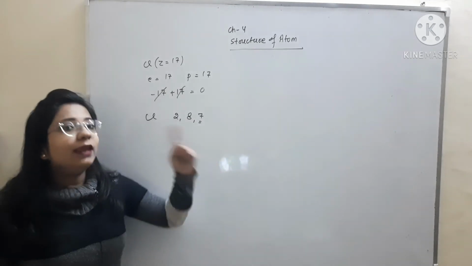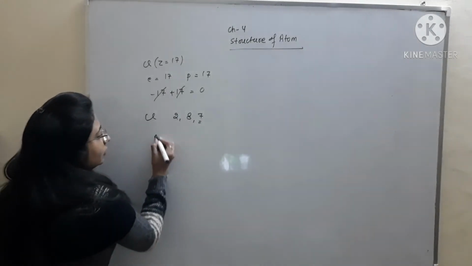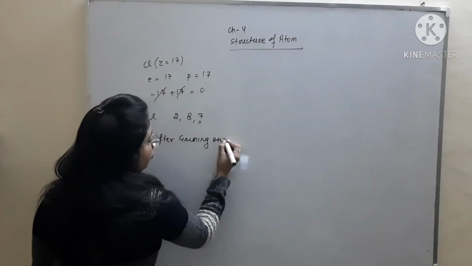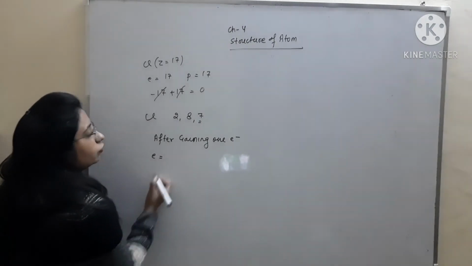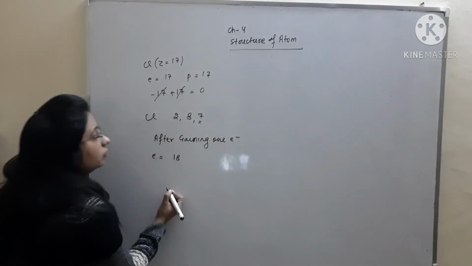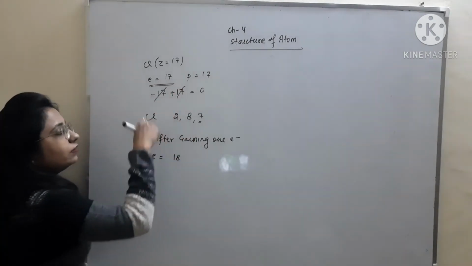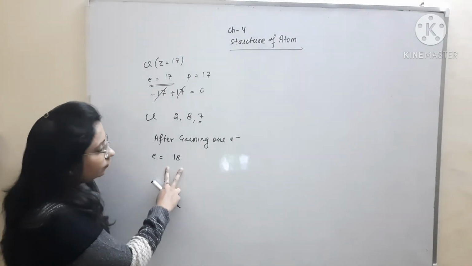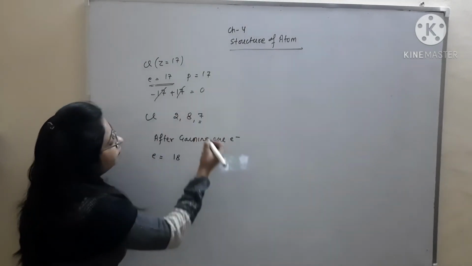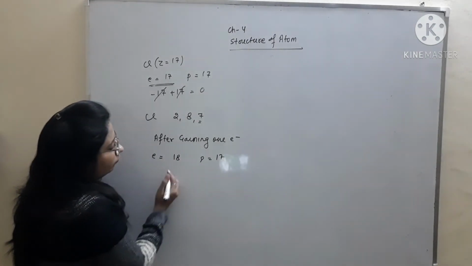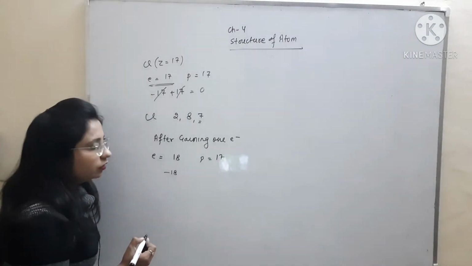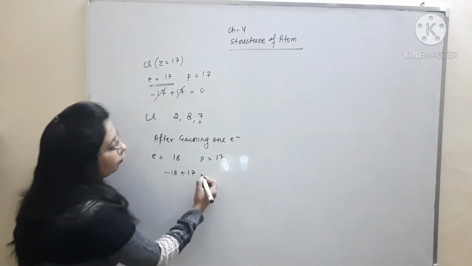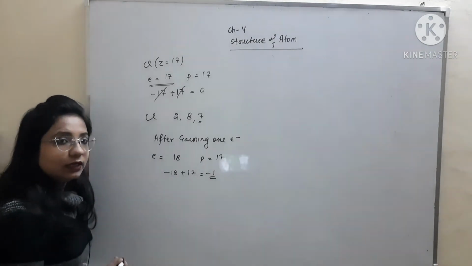Now Cl will gain 1 electron. After gaining 1 electron, how many electrons will Cl have now? 18. There are already 17 electrons in chlorine. After gaining 1 more electron, now it will have 18 electrons. And how many protons does it have? 17. Because of electrons, there will be -18 units of charge, and because of protons, there will be +17 units of charge, making the net charge -1.